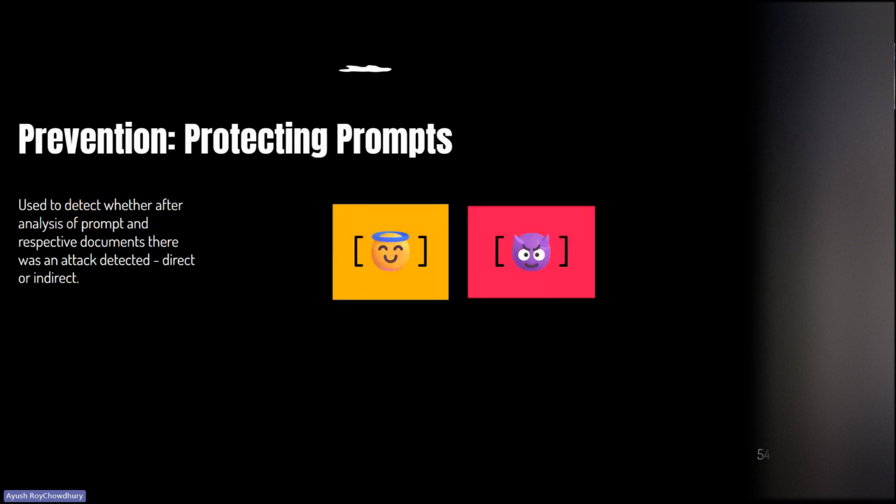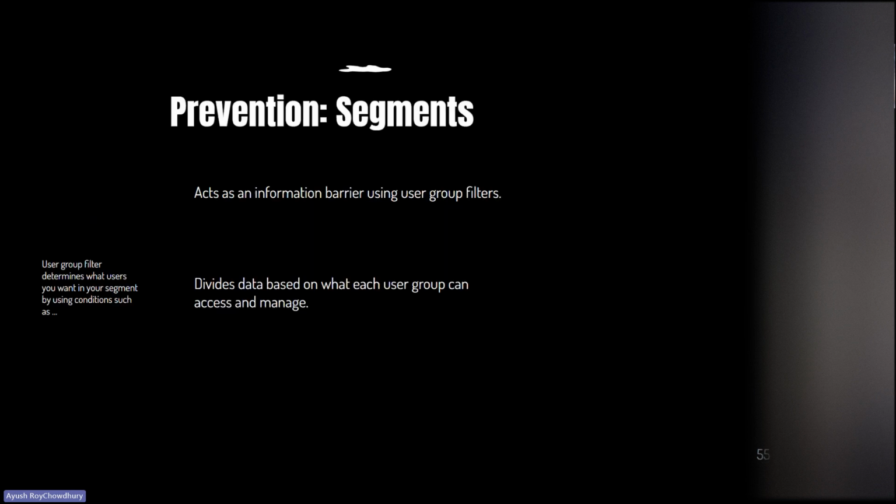So with prevention, essentially what you want to do is install some sort of shield within your system that detects jailbreaks or harmful prompts, whether direct or indirect. With segments, you want to have information barriers. So if you believe that this part of my organization has very sensitive data that I wouldn't like an intern in my organization seeing, put in group filters or information barriers that divide the data. So before it goes to an LLM, there's a compliance check to see, hey, should this data be available to just about anybody in the organization?